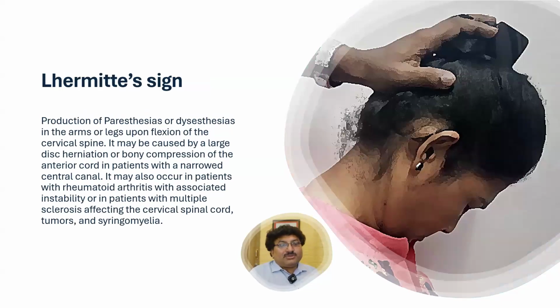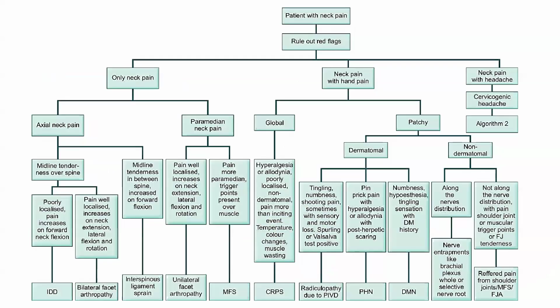Similarly, there is another test known as Lhermitte's sign, where there is production of paresthesia or dysesthesia in the arms or legs upon flexion of the cervical spine, which again can be caused by a large disc herniation, a bony compression, a neoplasm, or a syringomyelia, which usually can cause pain. Okay, so that is Lhermitte's sign. These are the special tests for very serious conditions. When we get the Valsalva positive or Lhermitte's sign positive, usually the patient is very serious.